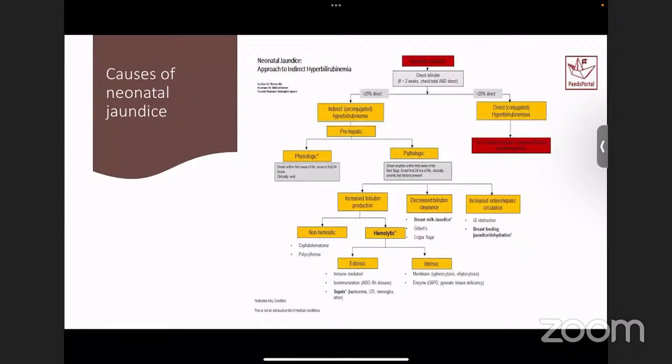So what are the causes? As I said already, pathological and physiological.